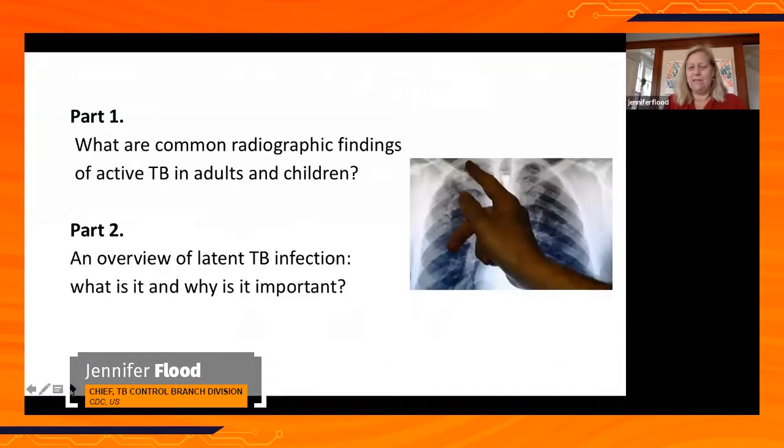Today we are going to first discuss the common findings of active TB in adults and children, and then I will briefly discuss latent TB infection, what it is, and why I think it's important.